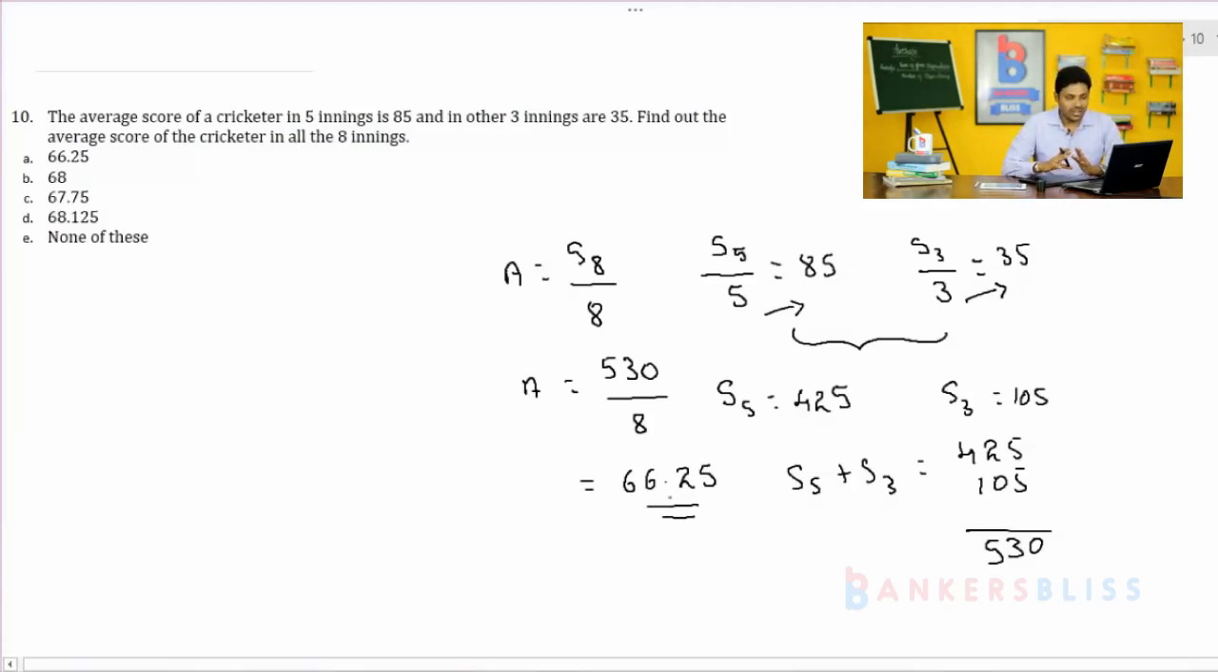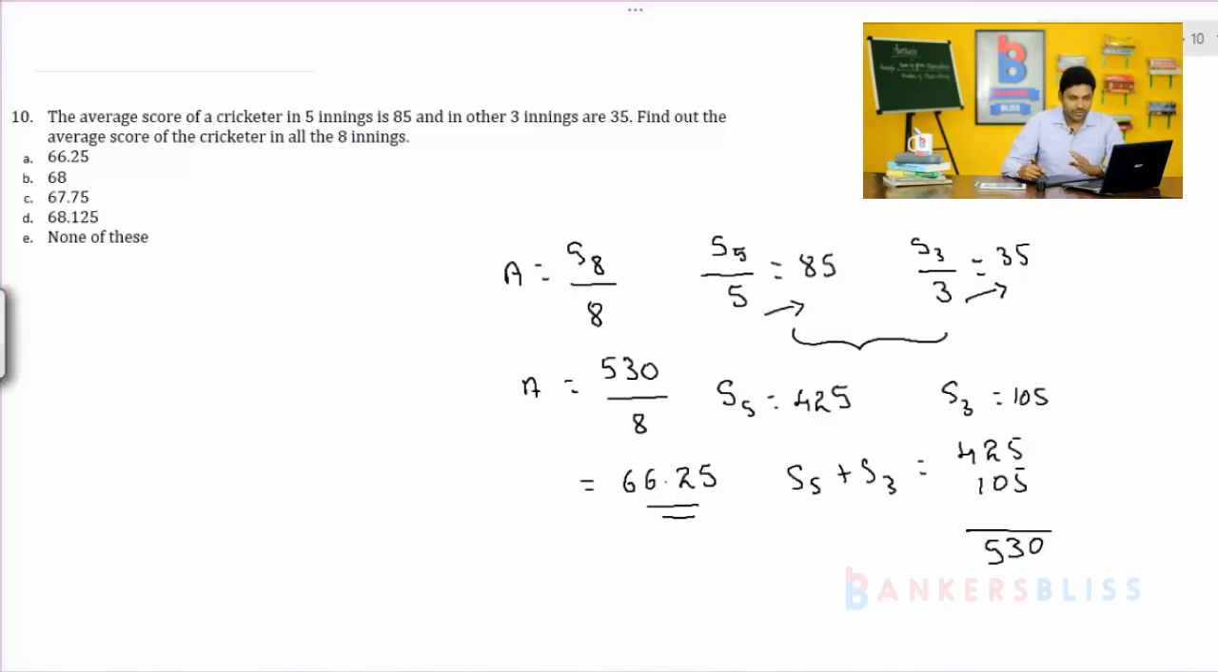So very simple. They have given S5 and S3 in the indirect manner. You have to calculate S5 and S3 based on the average 85 and 35 respectively. Based on that, you calculate S8, which is equal to S5 plus S3, which is equal to 425 plus 105. Altogether you will get 530. So 530 by 8, 66.25. Option A is the right answer. Let us go to the next problem.